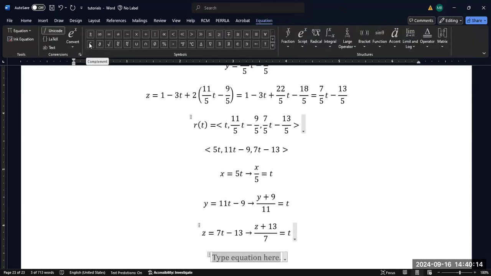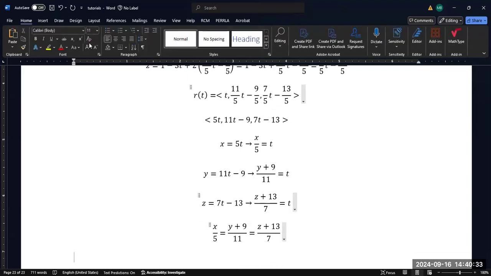And then my symmetric equation is just setting these all equal to each other. So x over 5 is equal to y plus 9 over 11, which is equal to z plus 13 divided by 7. So that would be the symmetric form of the same line.